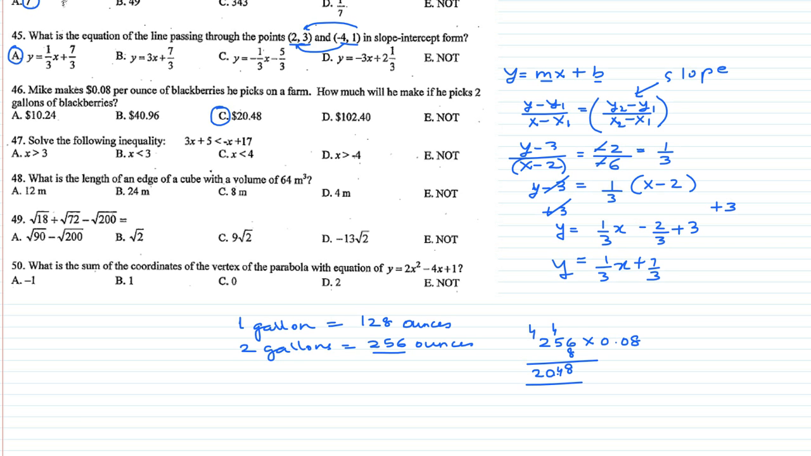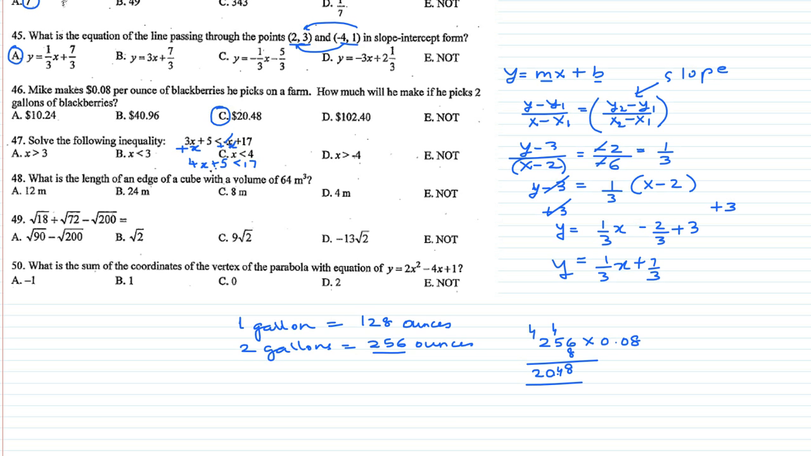Question 47. Solve the following inequality. 3x plus 5 is less than minus x plus 17. So in this case, let's add x on both sides. So this way we can get rid of minus x and x, so that cancels. So on the left side I get 4x plus 5 is less than 17.